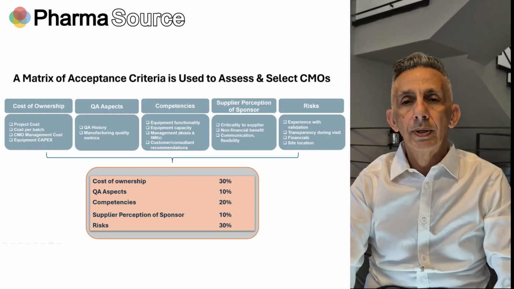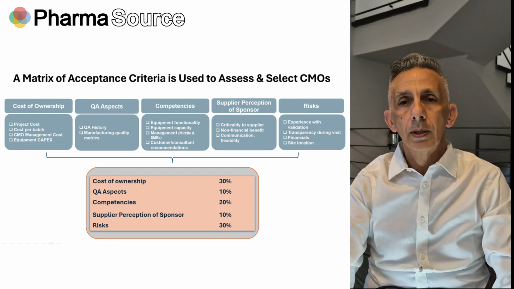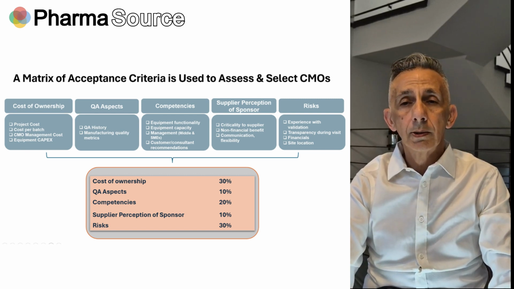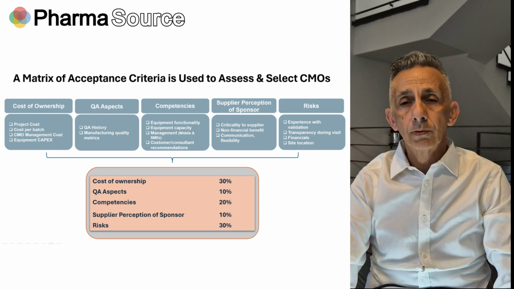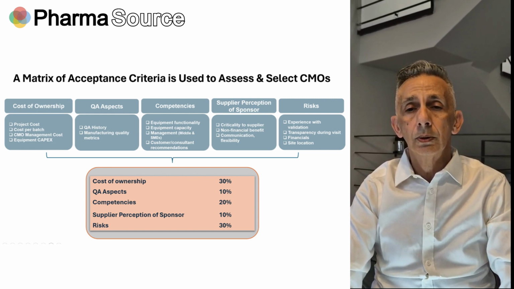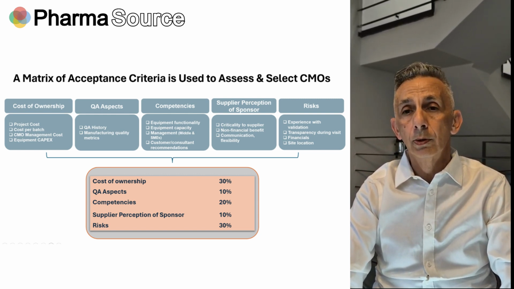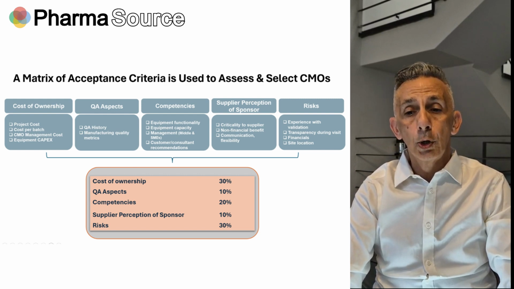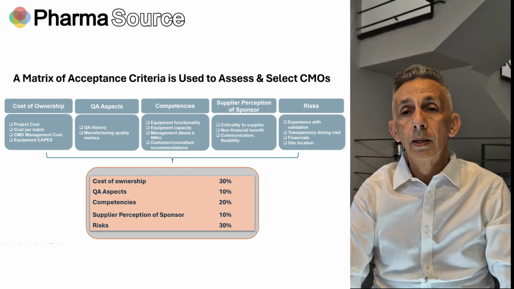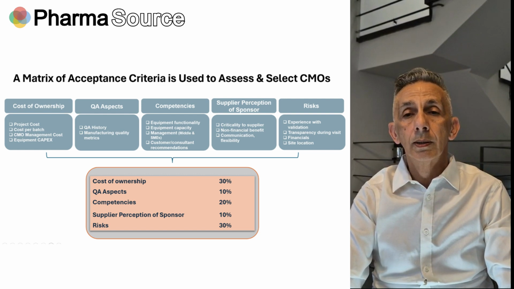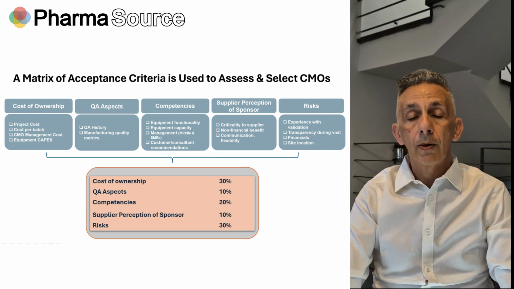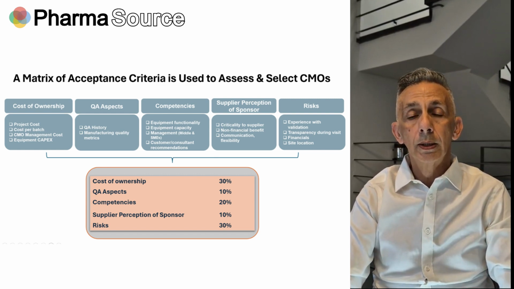The selection of the suitable CDMO is based on a matrix with acceptance criteria. And as you can see, this matrix is built from different topics. For example, we decided to look at the cost of ownership, the QA aspects, the competencies, the supplier perception of our company, and the potential risk we have with deciding to choose one CDMO and not another.